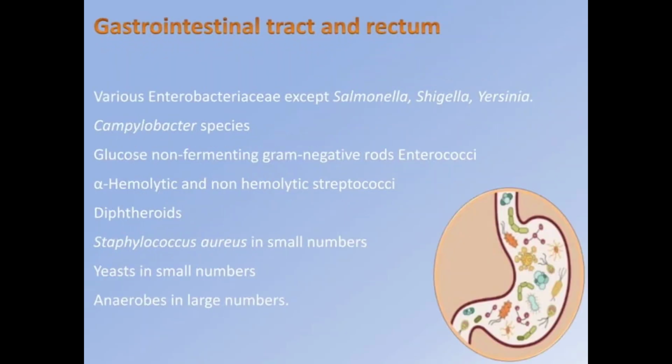Gastrointestinal tract and rectum: various enterobacteria except Salmonella, Shigella, Yersinia, glucose non-fermenting gram-negative rods, enterococci, alpha hemolytic and non-hemolytic streptococci, diphtheroids, Staphylococcus aureus in small numbers, yeast in small numbers, and anaerobes in large numbers.